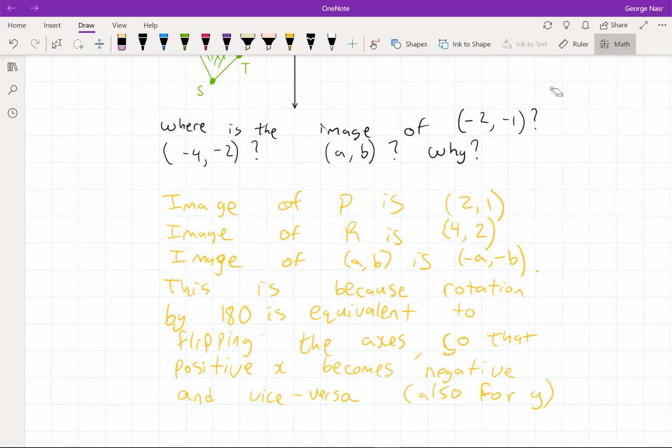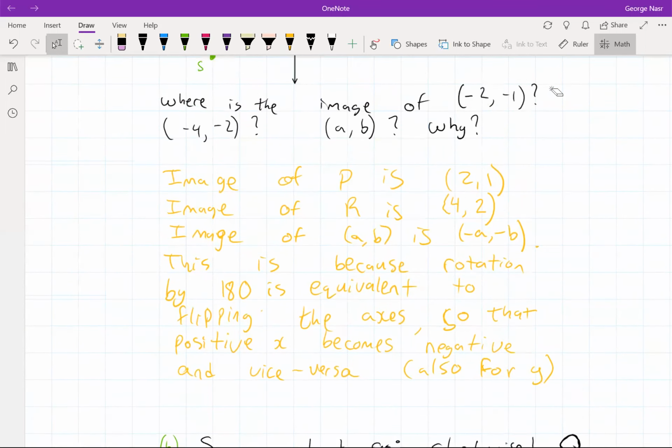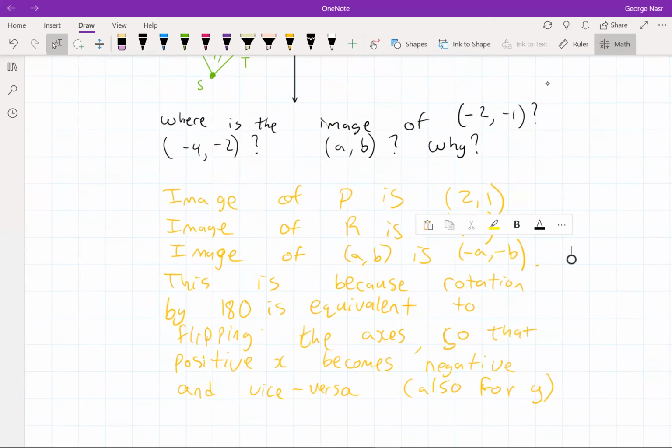So I just want to write down a relatively concrete, this is still a little vague, I'll admit, but I just want to show you guys that we have a relatively understandable argument for why this happens. What's happening is I'm taking my axes and flipping them around so that the positive becomes negative and vice versa. All right.